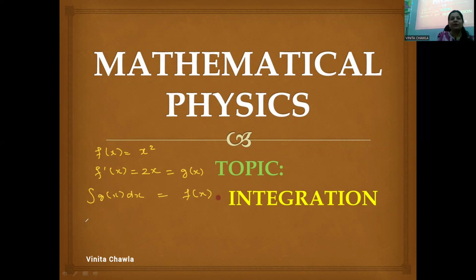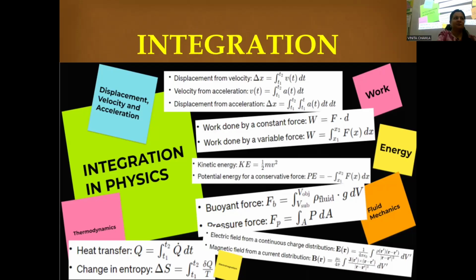This is what we just did. So when we integrate g(x), meaning when we integrate 2x dx, we will get our x square back. So on differentiating this x square, we are getting 2x, but on integrating this 2x, we are getting our x square back. Okay? Any doubt? Need to learn this.